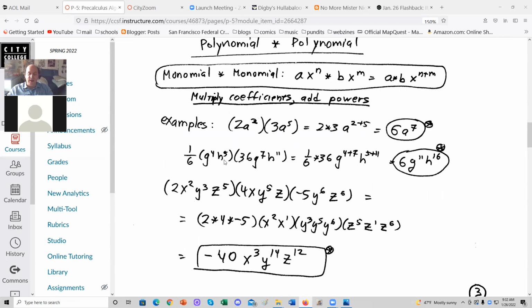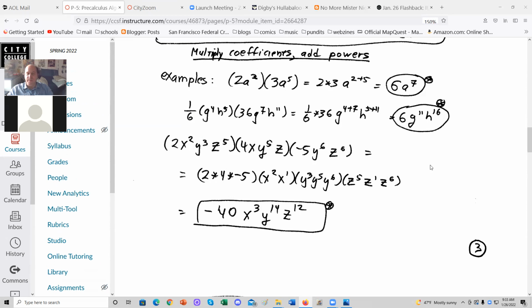1/6 g to the 4th, h to the 5th, times 36 g to the 7th, h to the 11th. Well, all right, coefficients are 1/6 and 36, 1/6 times 36. For g, the powers are 4 and 7, g to the 4 plus 7. For h, the powers are 5 and 11, h to the 5 plus 11. A bit of arithmetic, you get 6 g to the 11th, h to the 16th.